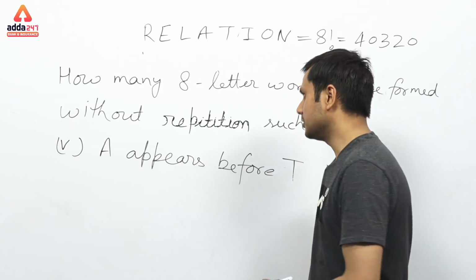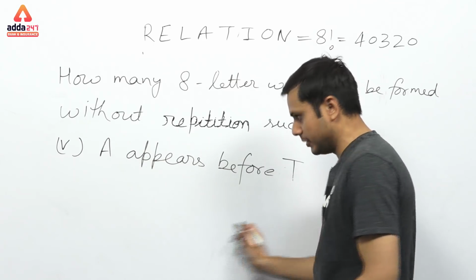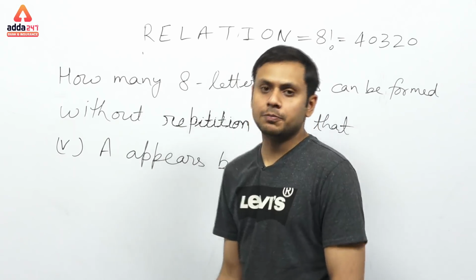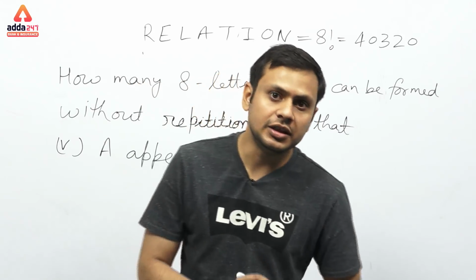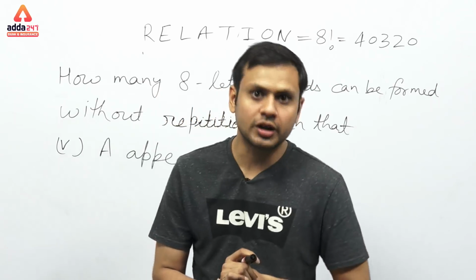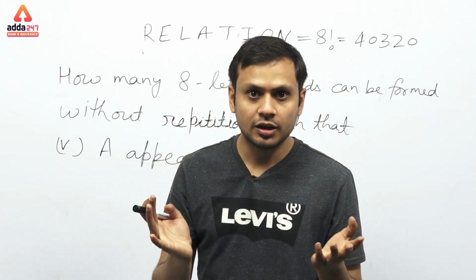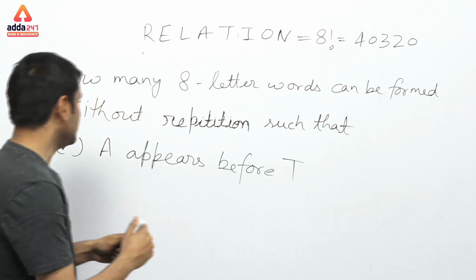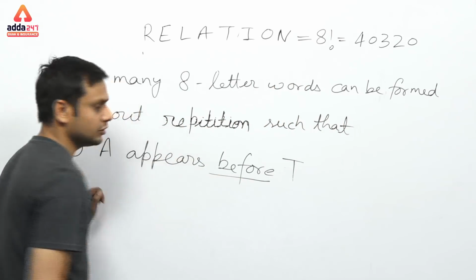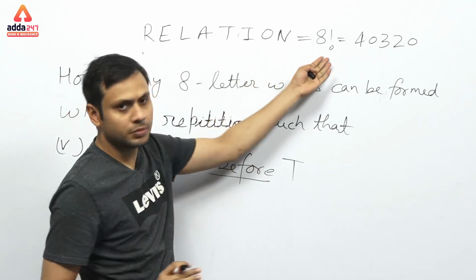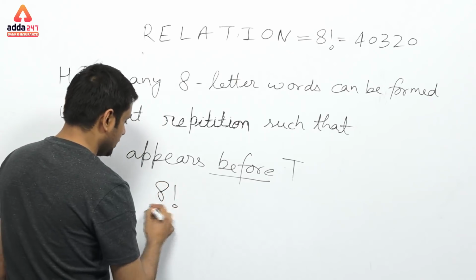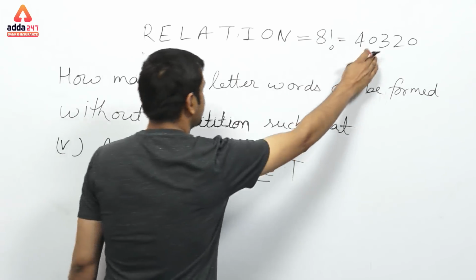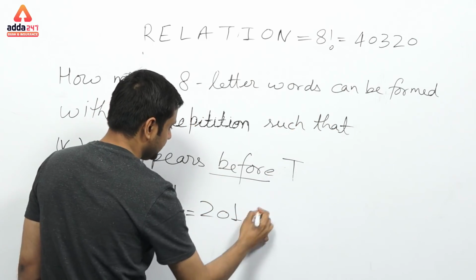The simple thing is, can I say in all of these arrangements, either A will appear before T or A will appear after T? Guys, either A will appear before T or A will appear after T. So since we just need to count A appears before T, our answer will be the total number of cases divided by 2. So our answer is 8 factorial divided by 2, or half of this, that is 20,160.